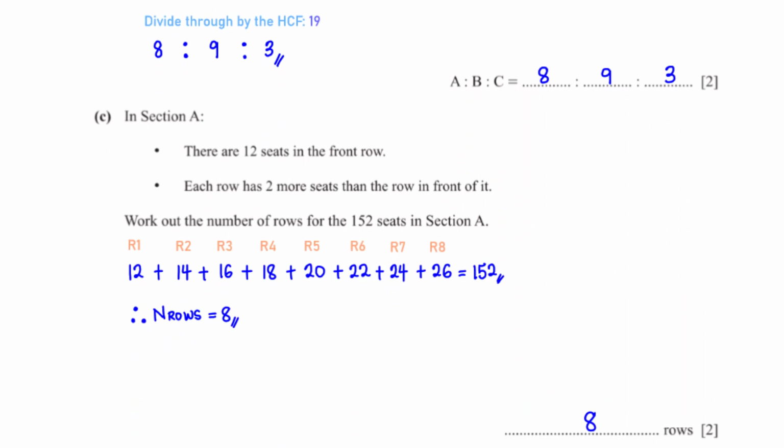In Section A, there are 12 seats in the front row. Each row has 2 more seats than the row in front of it. Work out the number of rows for the 152 seats in Section A.